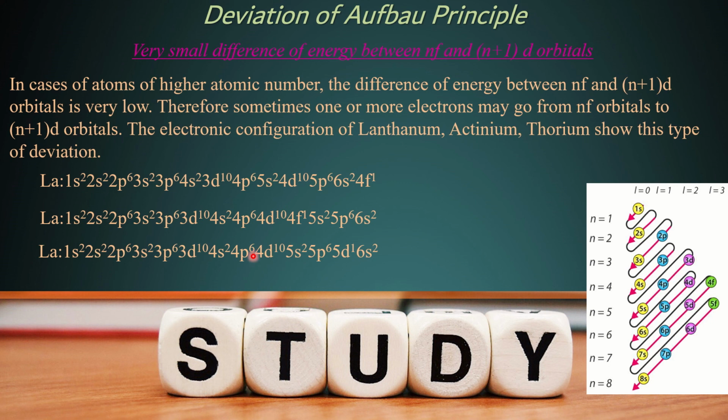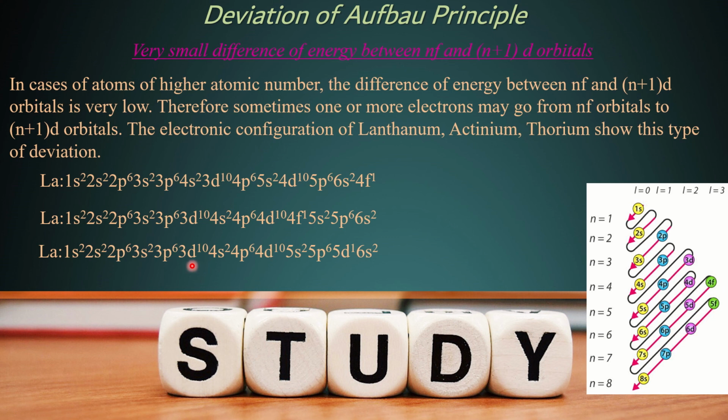That means the electron does not go to 4f. Look, there is no electron in 4f. Instead of 4f, the electron goes to the 5d orbital. But it is one deviation. Look here, the energy of 4f is less than 5d, so the electron should go to 4f. But instead of going to 4f, the electron goes to the 5d orbital for lanthanum.